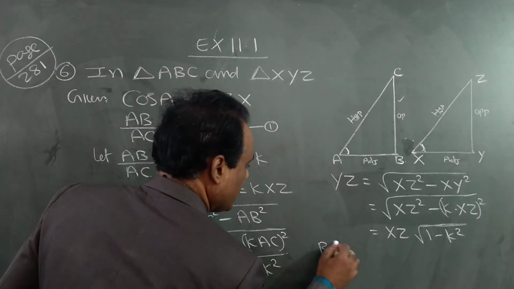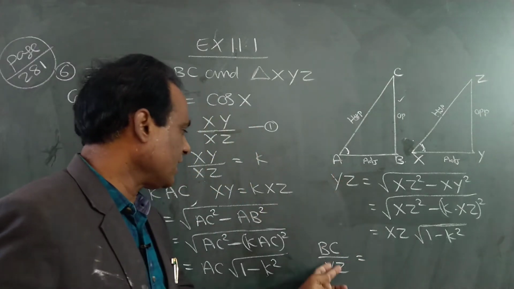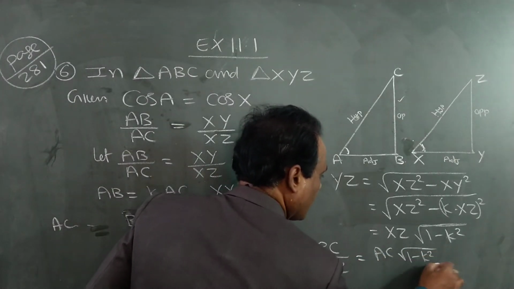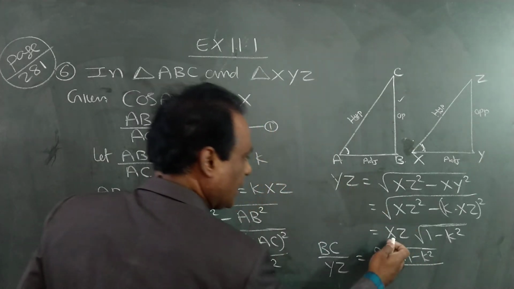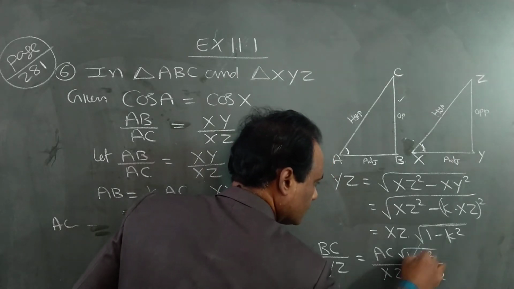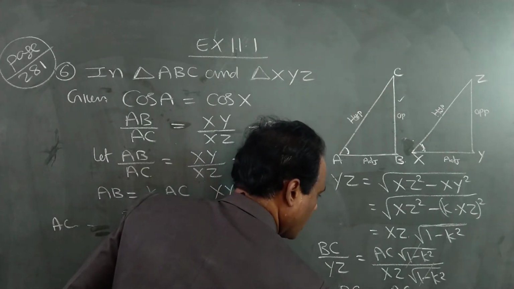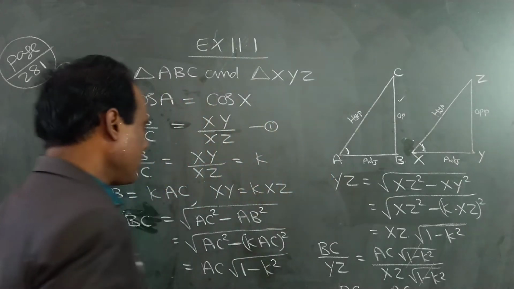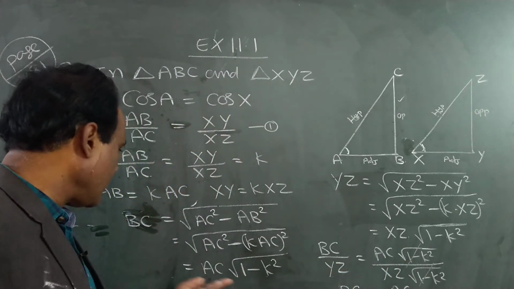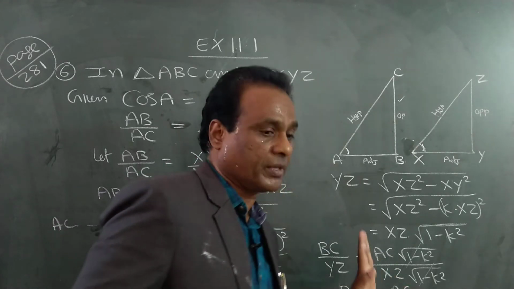Next step I will write BC by YZ. BC by YZ. So what is BC? AC into root of 1 minus K square, by XZ into root of 1 minus K square, this is YZ. Up to here you write down. I am dividing this by this. So this is the value of BC, and the XZ value is this. Root 1 minus K square cancels. AC by XZ remains. Write down up to here.